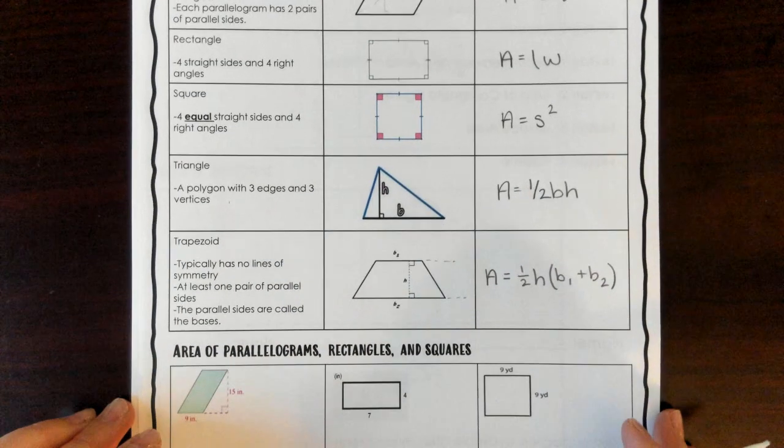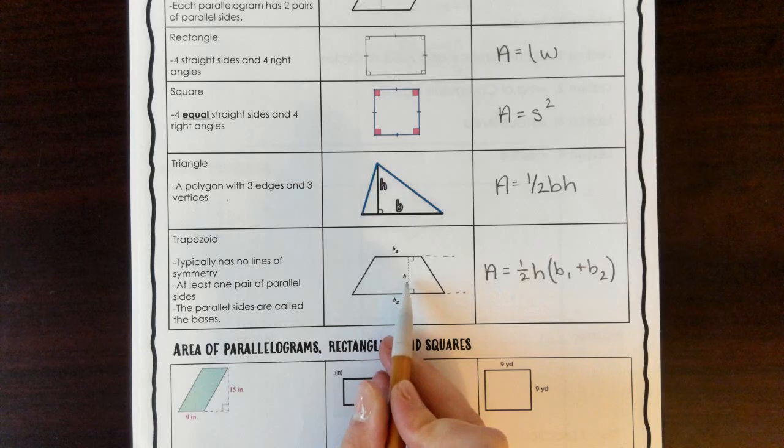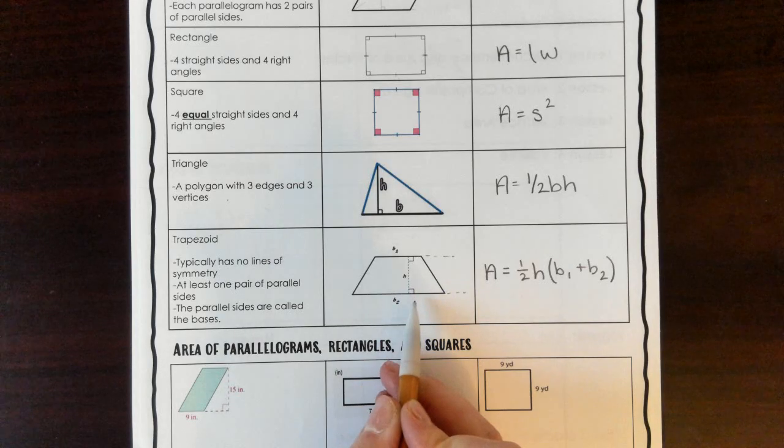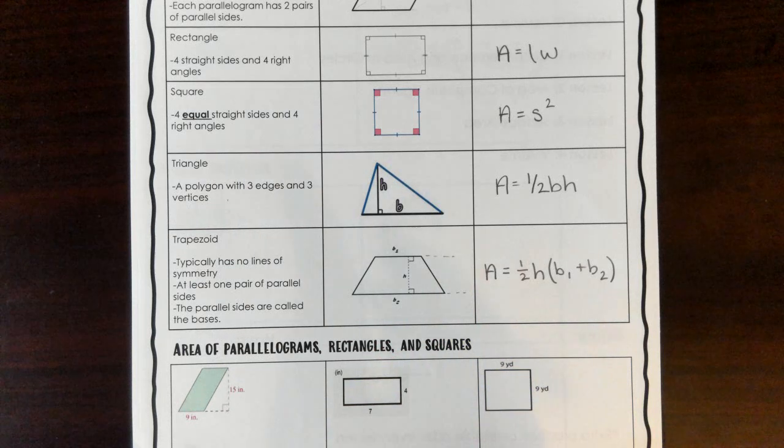Oops, sorry, I didn't realize you couldn't see that on there. So we have base 1 and base 2, and then your height is labeled. The height is what's going to connect your 2 bases, and I want you to make a note of that.